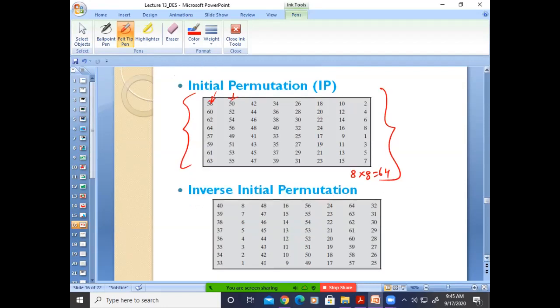Similarly, the inverse initial permutation. After going through so many permutations, in the last round the first bit will be replaced by the 40th bit, the second bit is replaced by the 8th bit, etc. This is just an example. Initial permutation will be like this. Inverse initial permutation will be like this.